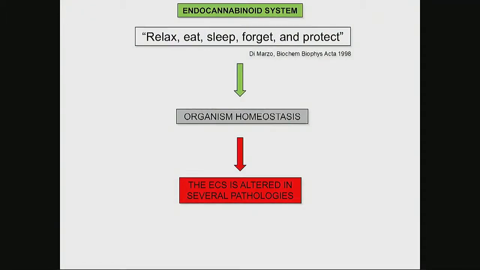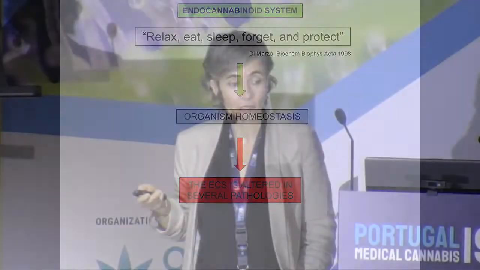Or more precisely, the endocannabinoid system is altered in several pathologies, which is not the same as saying that the alteration of the endocannabinoid system is the cause of a pathology. That's very important. But it is true that in some pathologies, we find the elements of the endocannabinoid system altered. And one of these pathologies is cancer. And this is just an example. I will talk more about this tomorrow.